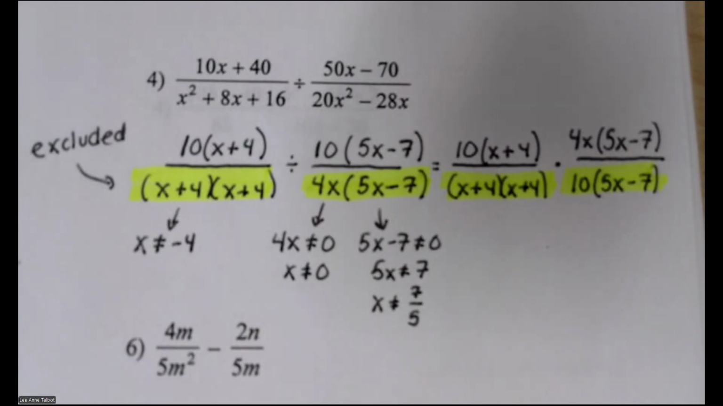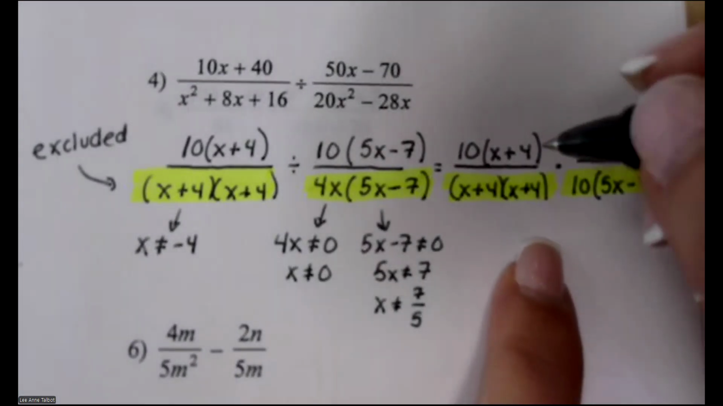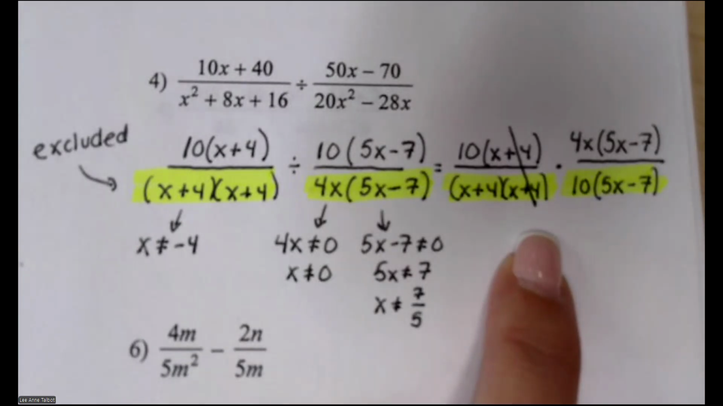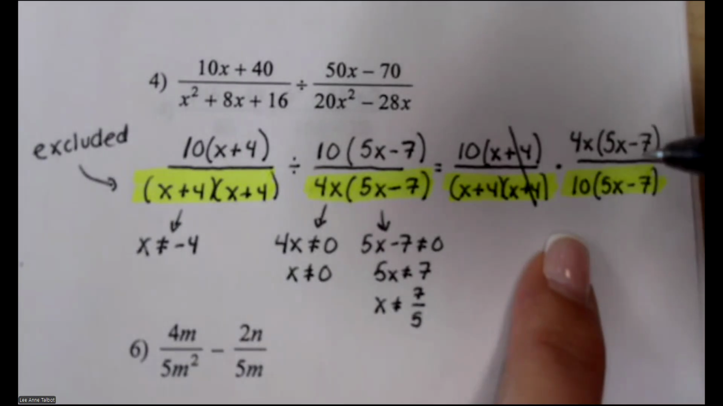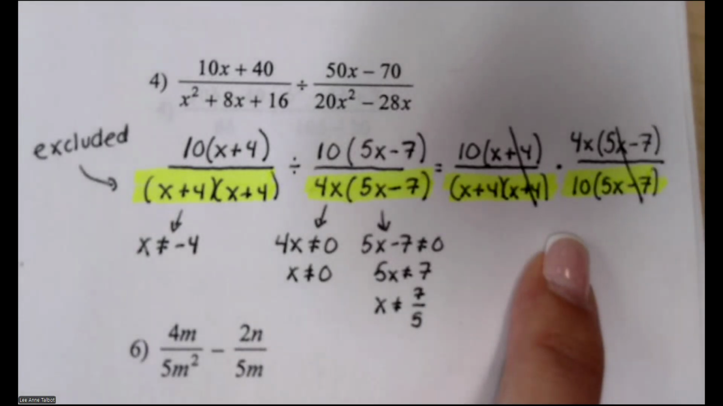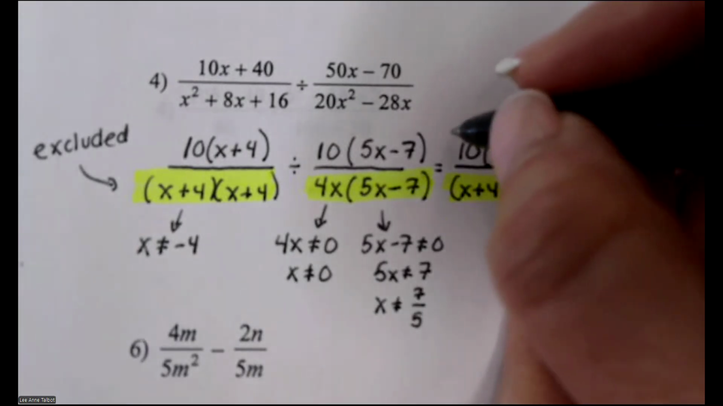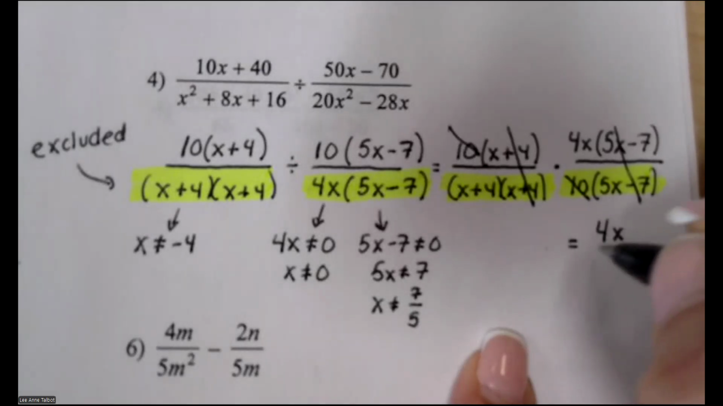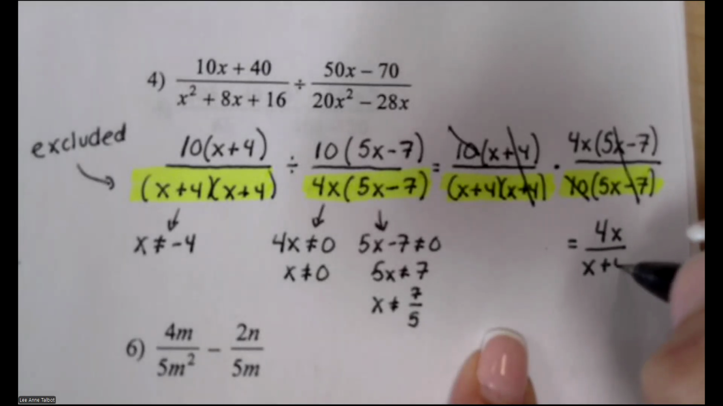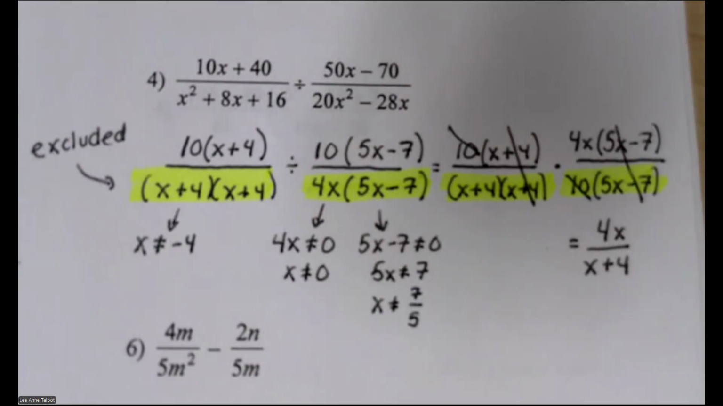Okay, now I get to reduce, which is the best part. So what can I cross out? There's three things, I think. x plus 4. What else? 5x minus 7. One more thing. 10. Done.